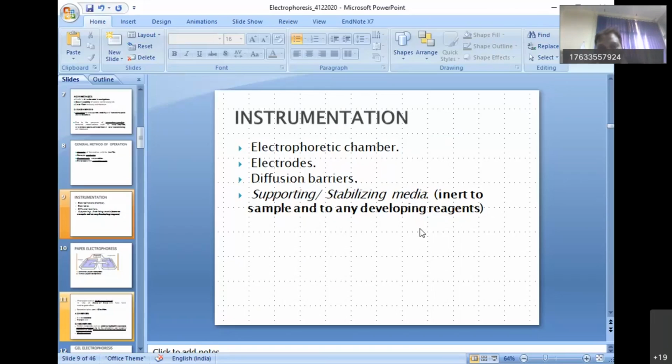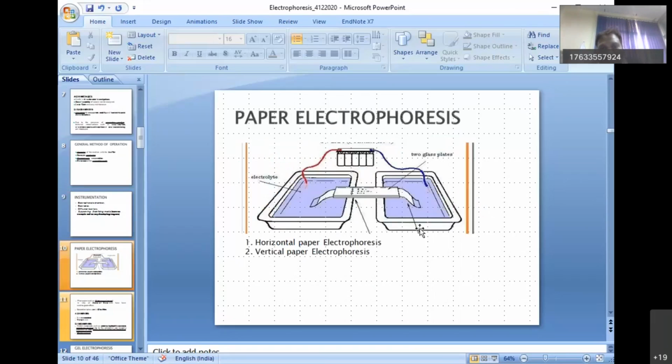It should not be reactive. That is important. And so first you come to zone electrophoresis, the paper electrophoresis, in which you use the Whatman paper. Basically, it can be used as a horizontal or vertical paper electrophoresis. So I think in masters several students have done the separation on the basis of paper chromatography.